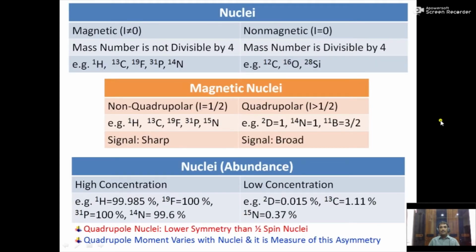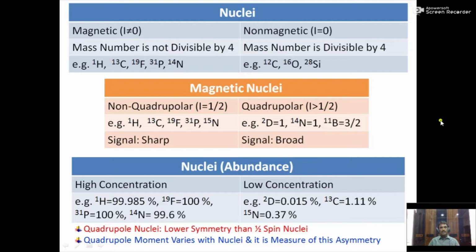For being magnetic, the nuclei should have charge, and its I, that is the magnetic spin quantum number, should not be equal to 0. Also, the magnetic nuclei have a mass number which is not divisible by 4. The examples of the magnetic nuclei are enlisted in this table.